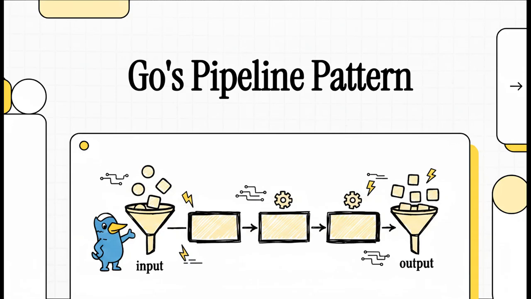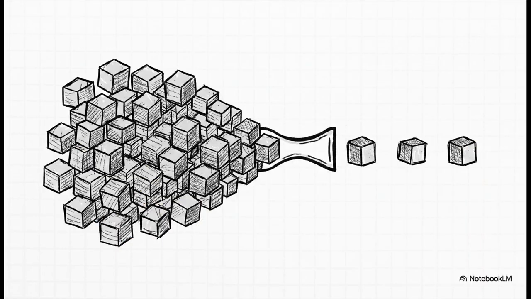Hey everyone, and welcome. Have you ever found yourself trying to process a massive amount of data, only to watch your system grind to a total halt? If that sounds familiar, you are in exactly the right place. Today, we're diving into one of Go's most powerful and most elegant solutions, the pipeline pattern. We're going to build a high-performance data system basically from scratch, and you'll see just how simple and awesome it can be. So let's start with the problem we're all trying to solve.